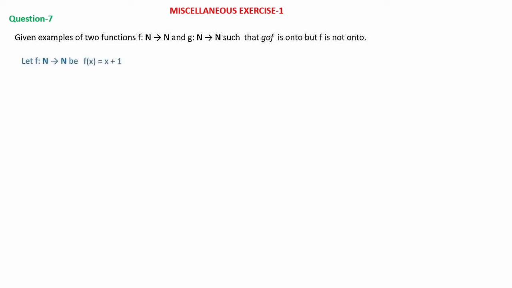So let's define the functions. Let f from N to N be f of x is equal to x plus 1. With the function f we are taking x plus 1, and another function g that is defined from N to N, and it is defined as g of x is equal to x minus 1 if x is greater than 1, g of x is equal to 1 if x is equal to 1. So these are the two examples we have taken, and now we have to prove that f is not onto as well as g composition f is onto.